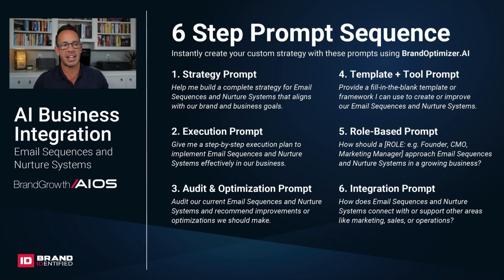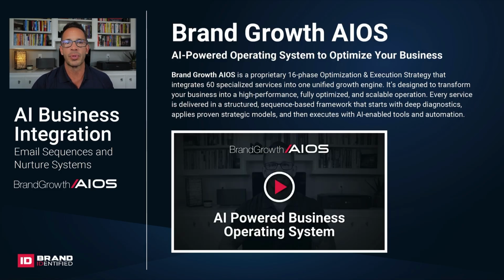And then the 6th and final prompt here in this 6-step AI prompt sequence, this is your integration prompt. And that is: how do email sequences and nurture systems connect with or support other areas of our business like marketing, sales, or operations?